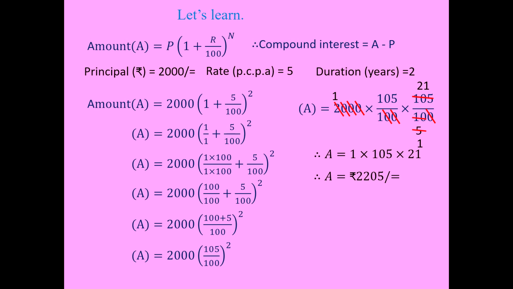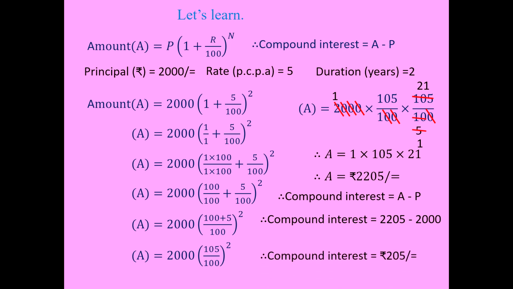If I want compound interest, I will calculate by using the formula A minus P. So 2205 minus 2000. So we have got the answer 205.